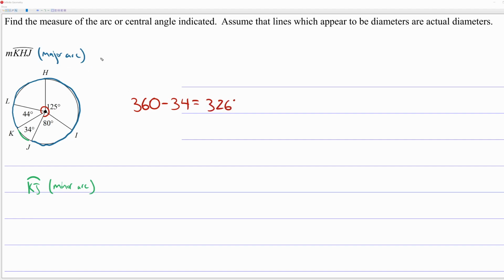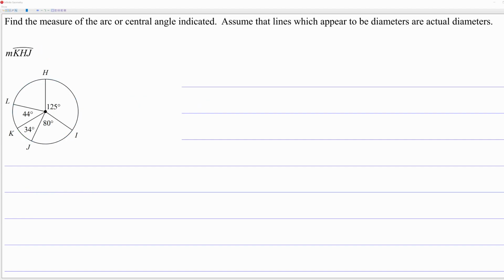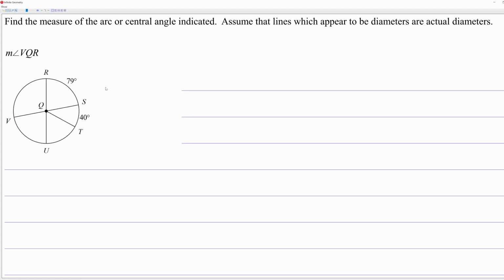So the measure of this major arc is 326 degrees. All right, let's do another few examples just to see the different properties and different ways that these questions can be stated. So here we want the measure of angle VQR. So this is another central angle. Let's see, we have this central angle, V to Q to R.